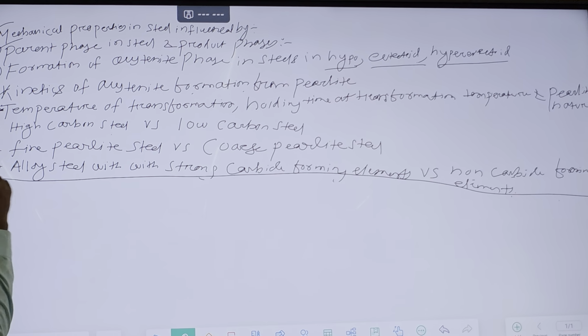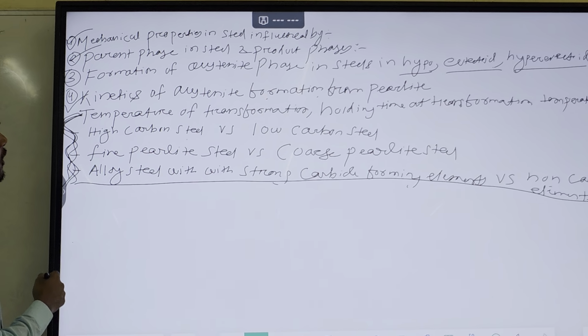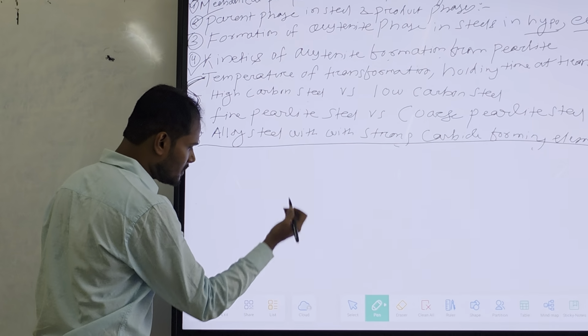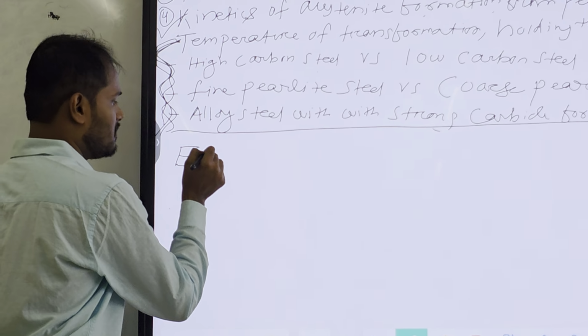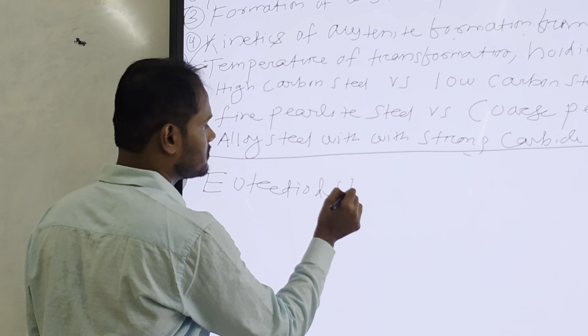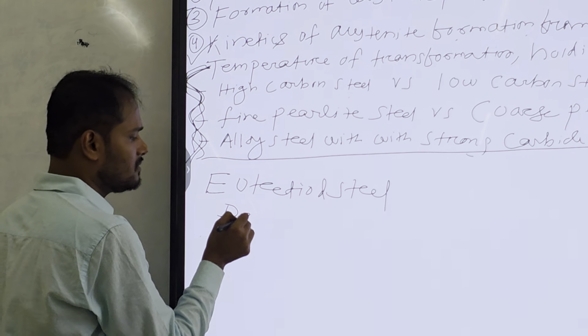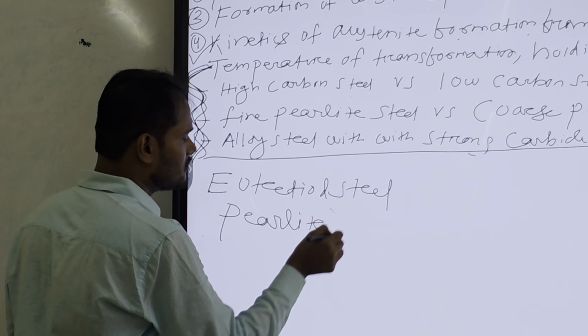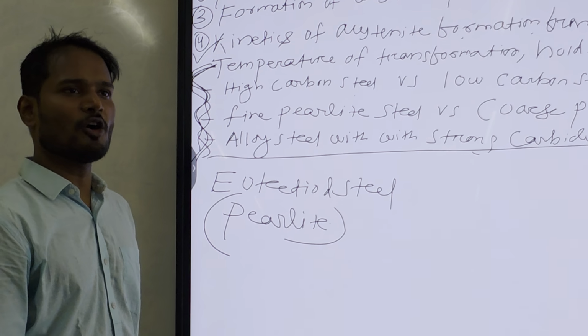Okay, temperature of the transformation, holding time. Okay. So the point is, we will consider eutectoid steel. So explain it. Okay, to explain it, let me talk to you about this one.